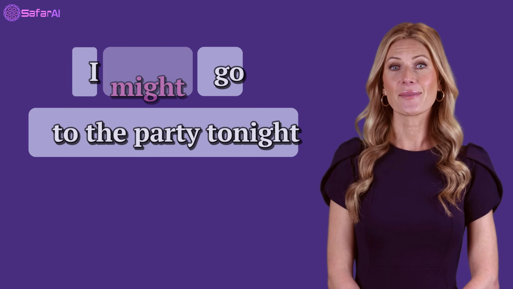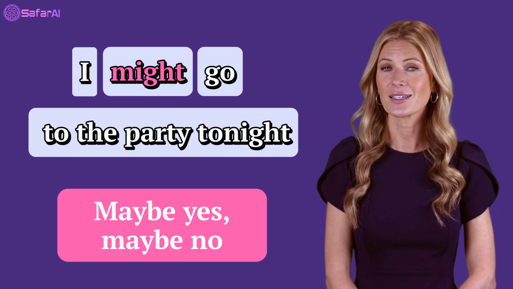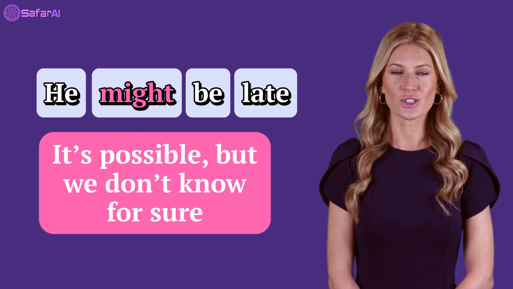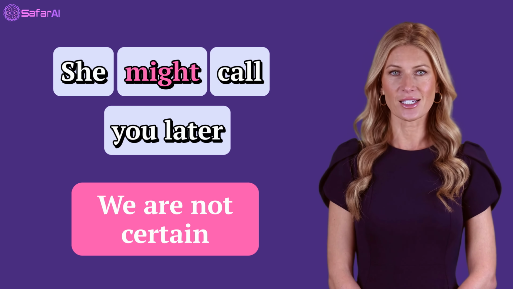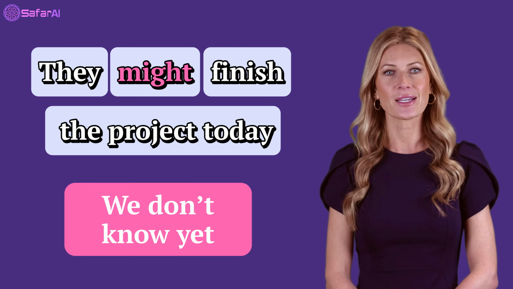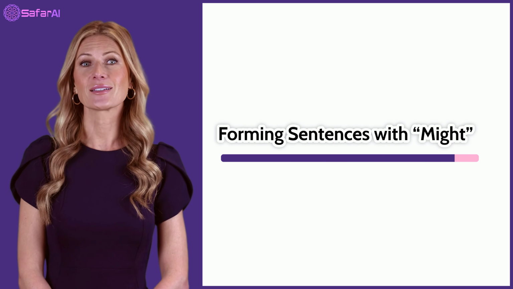Examples. I might go to the party tonight. Maybe yes, maybe no. He might be late. It's possible, but we don't know for sure. She might call you later. We are not certain. They might finish the project today. We don't know yet.